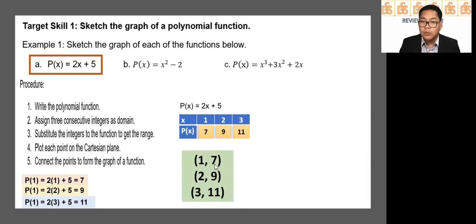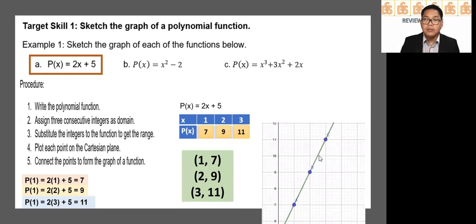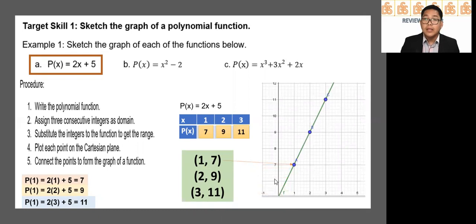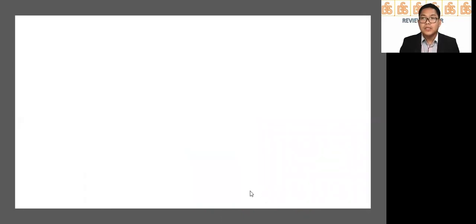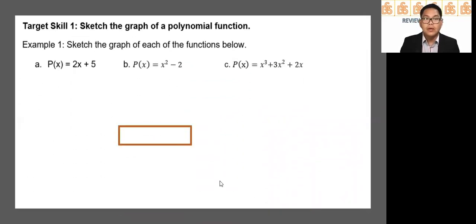If we locate these points on the Cartesian plane, then we can see that this is (1, 7), this is (2, 9), and this is (3, 11). And when you connect all the points, you have sketched the graph of a linear function. So you are done with your goal number 1. Let's proceed to goal number 2.